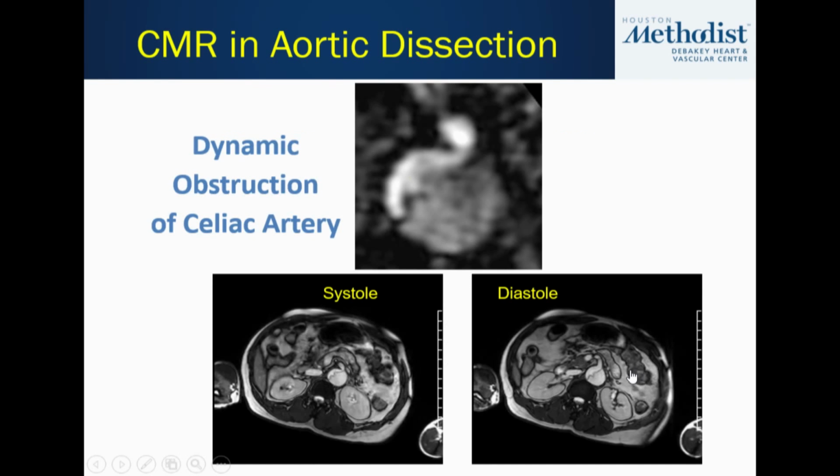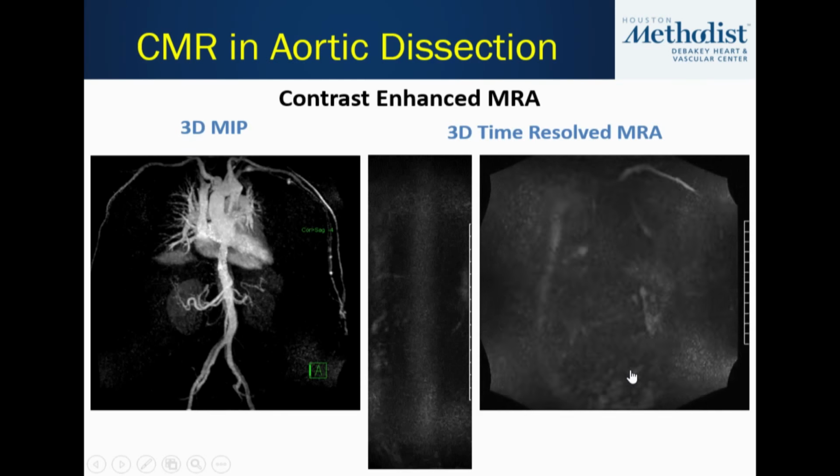Because of its dynamic nature, CMR can also find patients who have dynamic obstructions from these intimal flaps. In certain portions of the cardiac cycle, they can occlude either the mesenteric or renal arteries, compromising perfusion to those arteries. You can actually visualize that, as in this case demonstrated here.